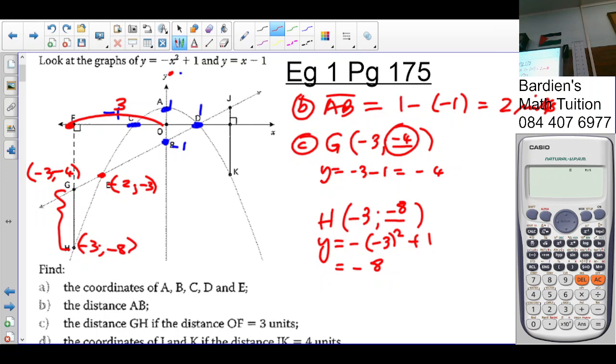GH is going to be the top graph minus the bottom graph. So it's going to be negative 4 minus negative 8, which gives you an answer of 4 units. You all understand? Is there any confusion there?